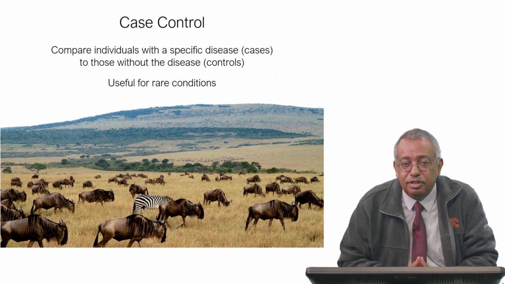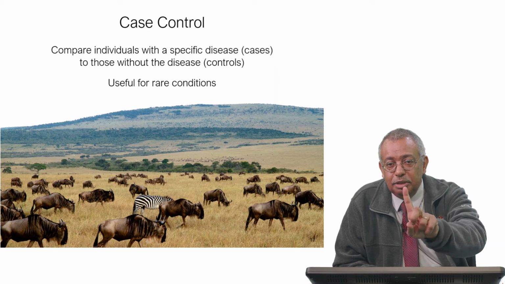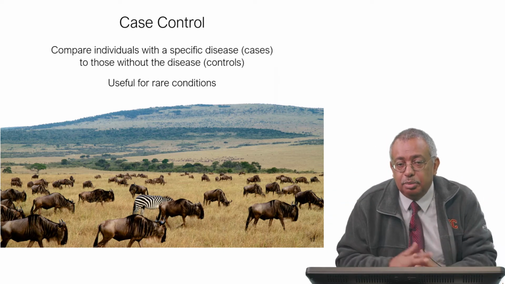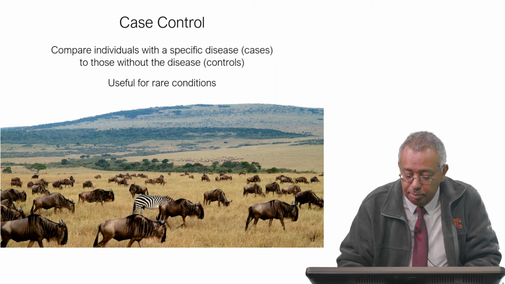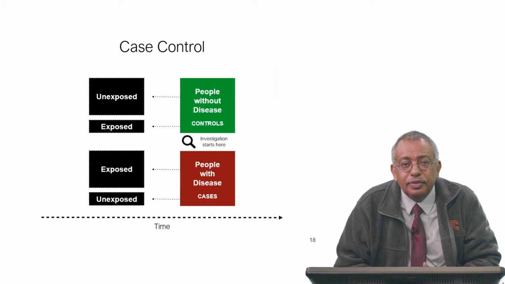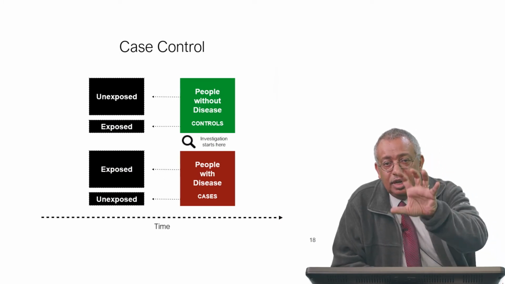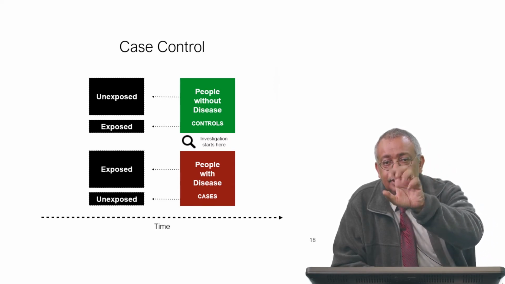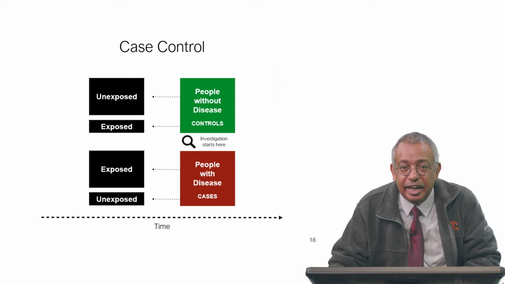And this is actually a perfect graphic: among all the animals, you only see one zebra, but the majority of the animals are non-zebra animals. Therefore, I think this is an example of a rare condition. So in this case, you have unexposed and exposed people without disease, which are controls, and then you have exposed and unexposed people with disease. These are the cases, but the investigation or the study actually starts, as you can see here.